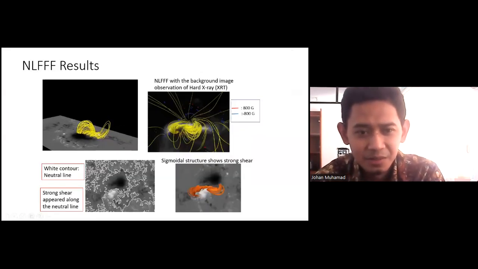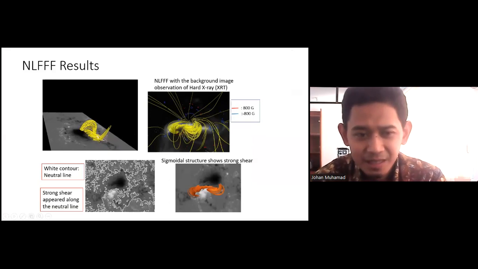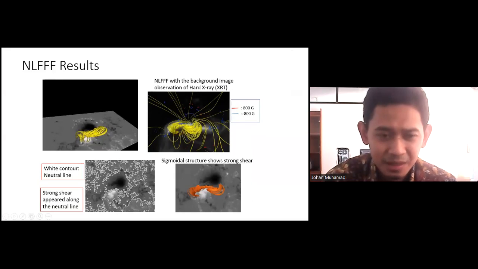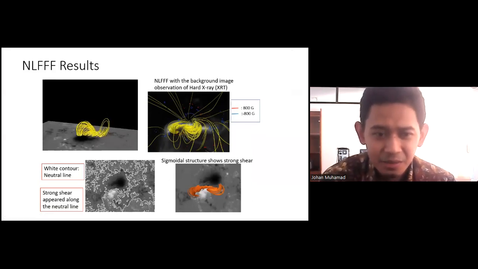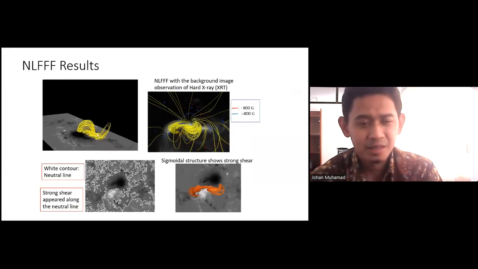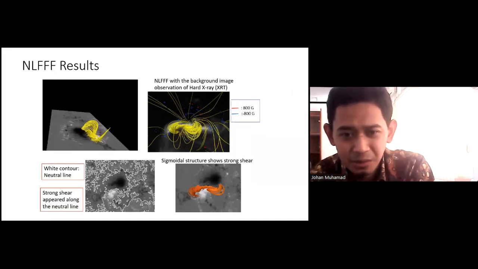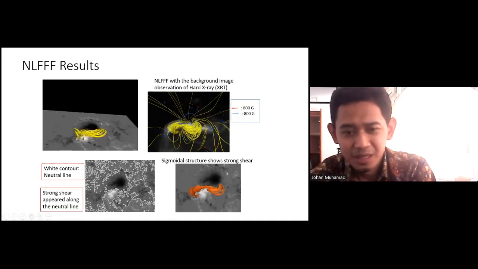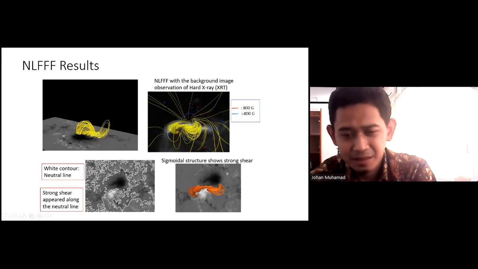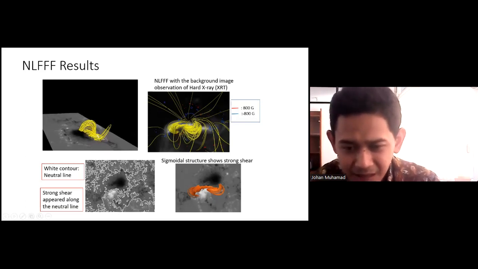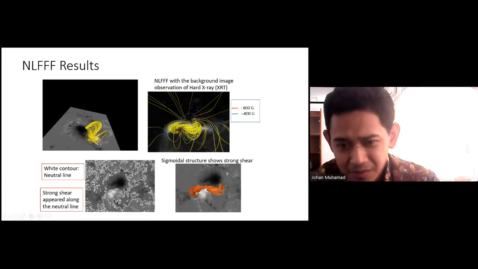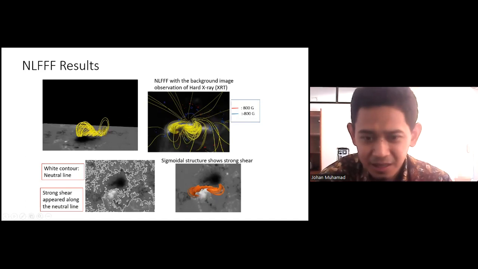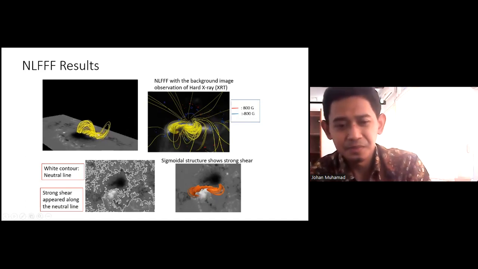And this is the nonlinear force-free field result. The data that we use as a constraint is the bottom part of the simulation box. Then we create the nonlinear force-free field, which is the extrapolation of the coronal field, until we get a more realistic coronal magnetic field like this. And then we get the feature that is frequently seen in pre-eruptive active regions: a highly sheared magnetic field like this, which we call a sigmoidal structure.